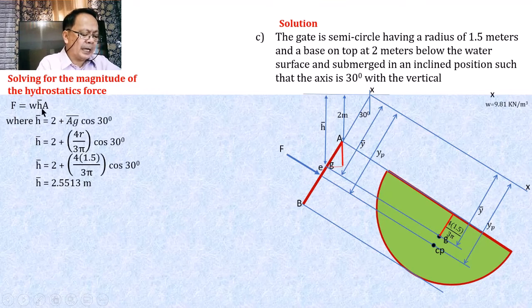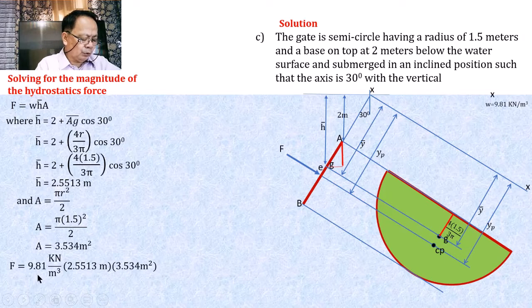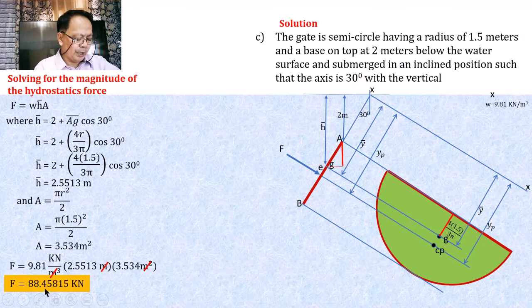So, we have defined this, now let us define our A. What is our A? Our A is half of the circle, and that is equal to pi r squared over 2. When that is substituted with the value, we have pi times 1.5 squared divided by 2. And so, if all of these values shall be substituted, our F will be equal to 9.81 times 2.5513 times 3.534, representing the total area. In here, you will notice that all the units of meters will cancel. And what remains, F will be equal to 88.45815 kilonewton. That becomes the magnitude of this F.